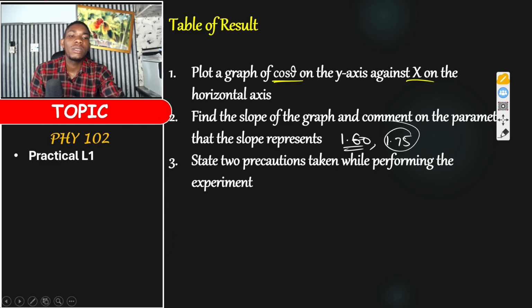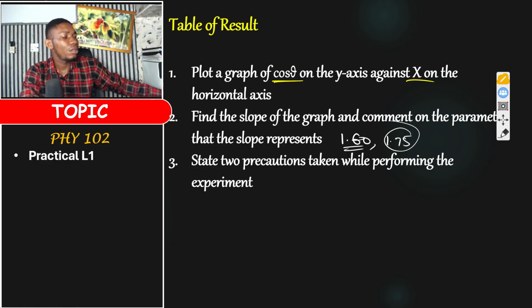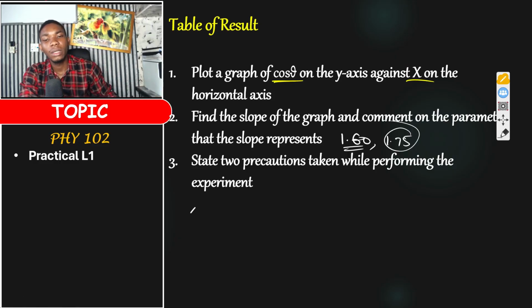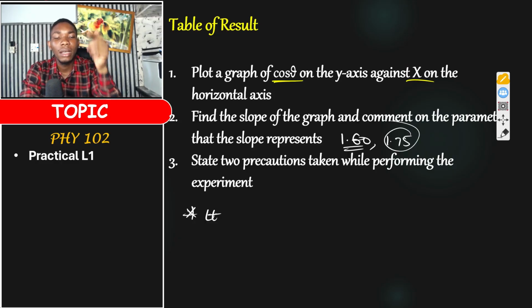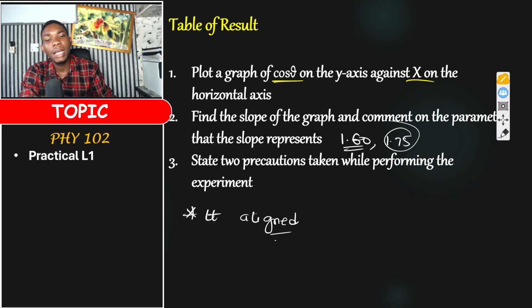All right. Now, state 2 precautions taken while performing this experiment. I believe in this experiment you used pins. It was ensured that the pins are aligned with each other before taking measurement. When I mean aligned, I mean aligned with each other while taking measurement, because I know in this experiment you are going to align some pins before you take your measurement. So it was ensured that the pins were aligned with each other before taking measurement.